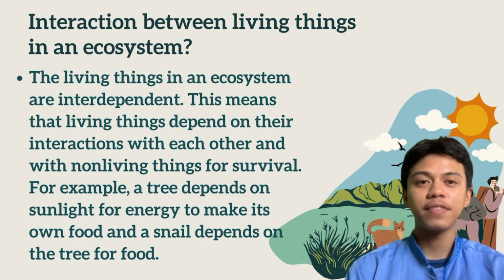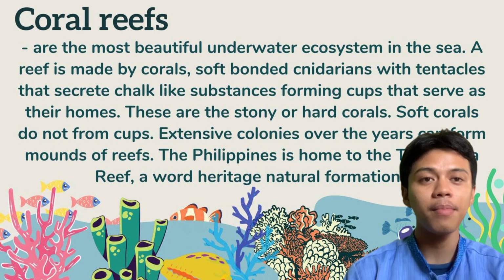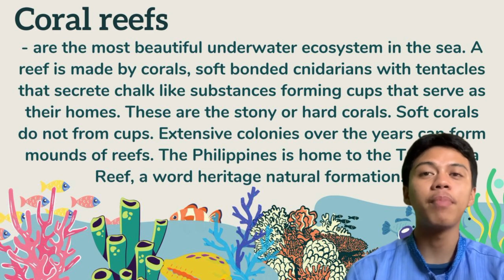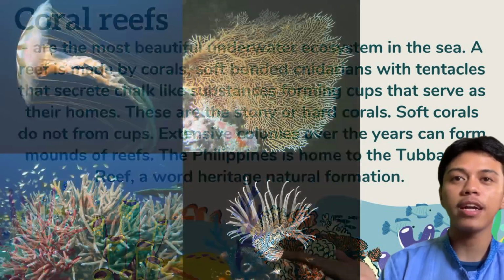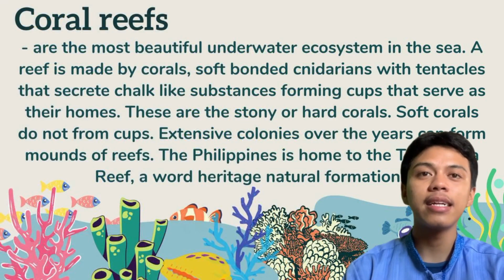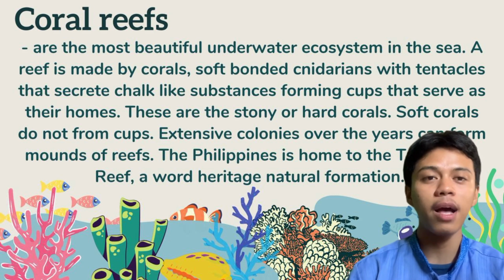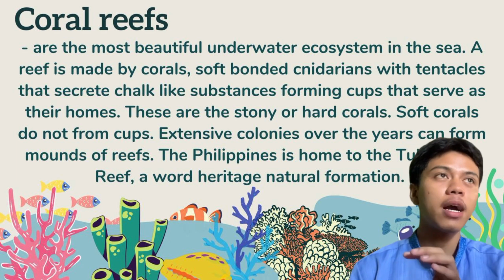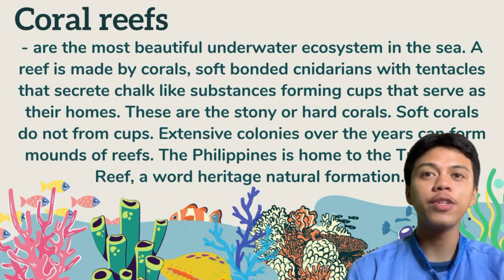Next, coral reefs. Coral reefs are the most beautiful underwater ecosystem in the sea. A reef is made by corals, stony-banded cnidarians. I will show you here the pictures of stony-banded cnidarians with tentacles that secrete chalk-like substances, forming cups that serve as their home. Mostly makikita din natin ito, 'di ba, kung maliligo tayo sa dagat. Makikita niyo yung mga coral reefs na parang may butas-butas. So yun yung banded cnidarians.